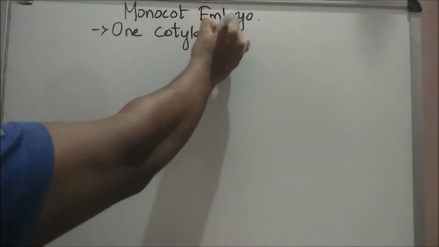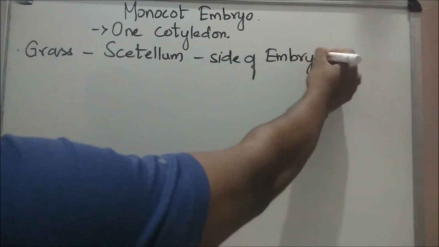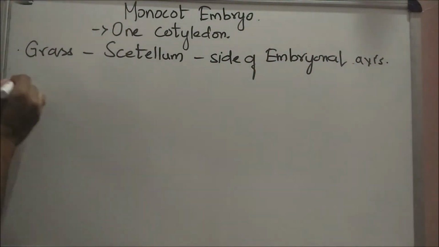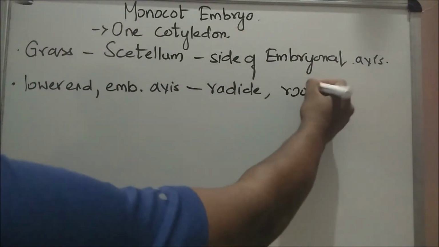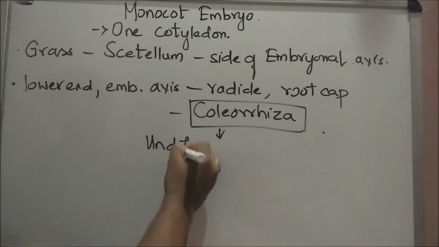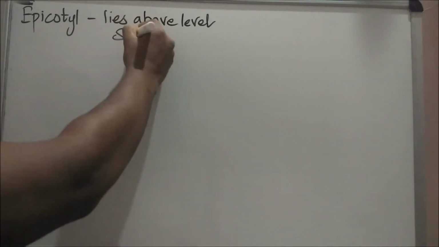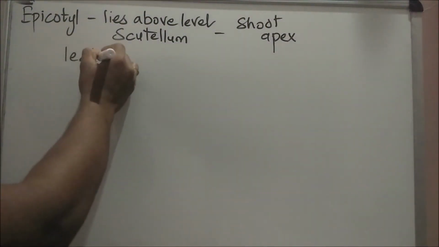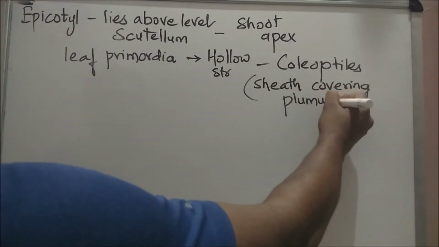In a monocot embryo, there is only one cotyledon. In grass, it is known as scutellum and is situated at one side of the embryonal axis. At its lower end, the embryonal axis has the radicle and the root cap enclosed in the coleorhiza. What is coleorhiza? It's an undifferentiated sheath covering the radicle and root cap. The epicotyl lies above the level of the scutellum and has the shoot apex and the leaf primordia enclosed in hollow structures called coleoptiles. Coleoptile is nothing but the sheath covering the plumule.